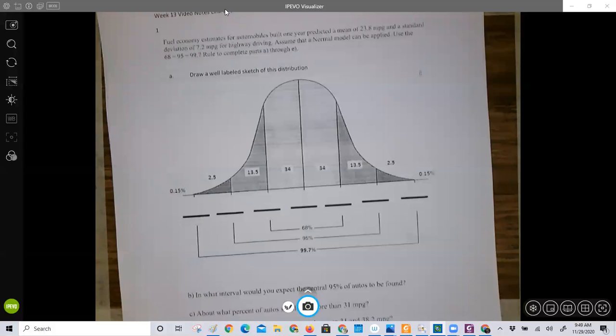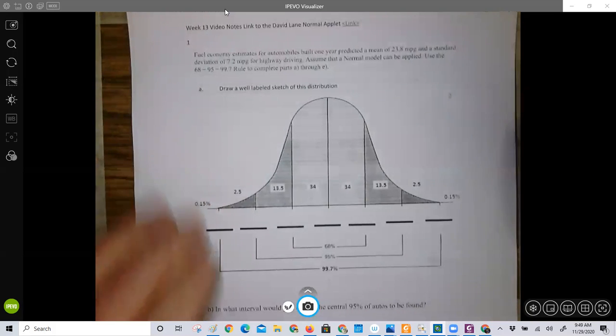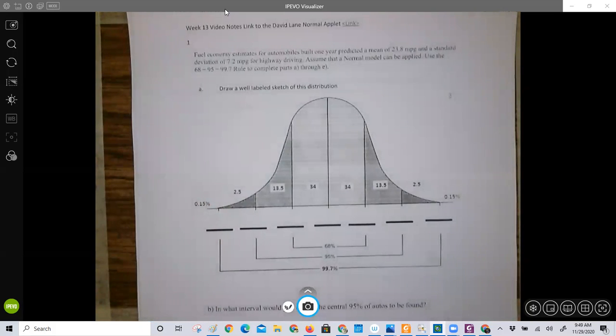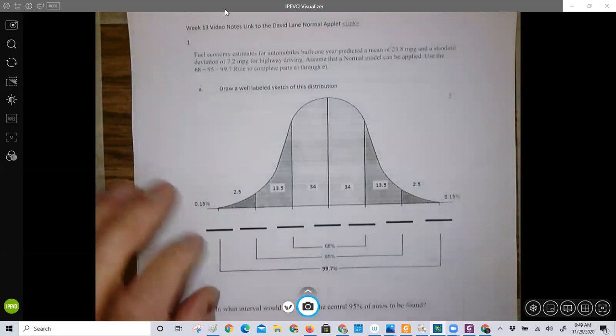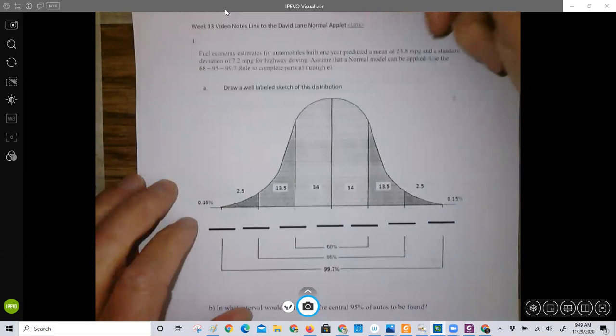Okay, so here's a video about the normal curve, and this is going to follow along with what you learned when you watched that Against All Odds video. So this is the paper you got in class, or you have to print it or copy it down if you're remote.